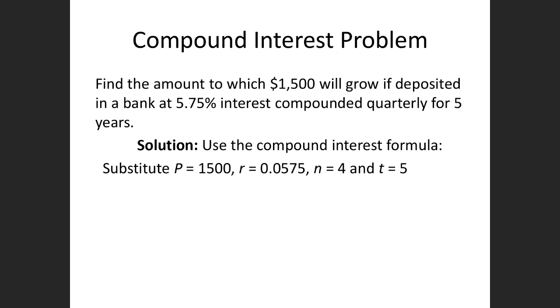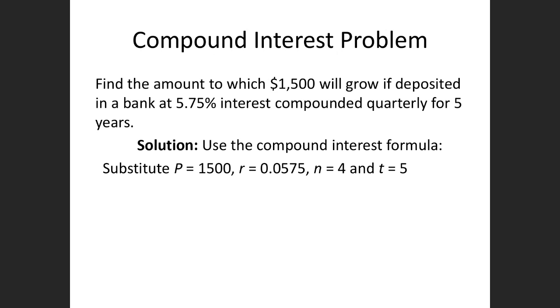Let's write down what they're giving us. They're giving us P, our present value, 1,500. I converted my 5.75% into decimal format, which is 0.0575. They told me the interest is compounded quarterly, so n equals 4, and it's been taken for 5 years, so my t is equal to 5.